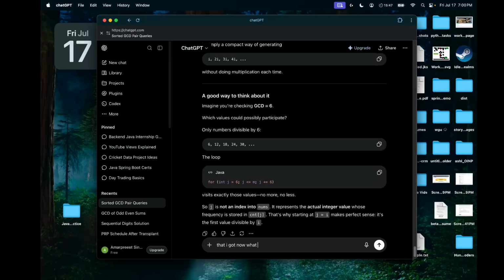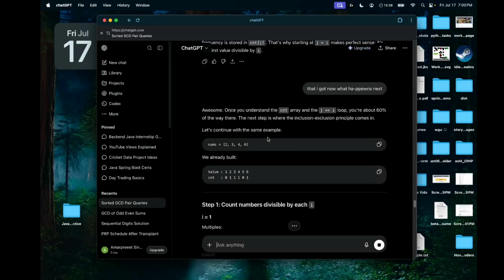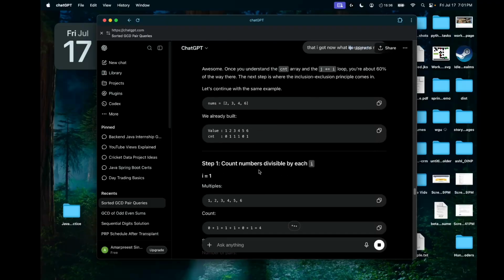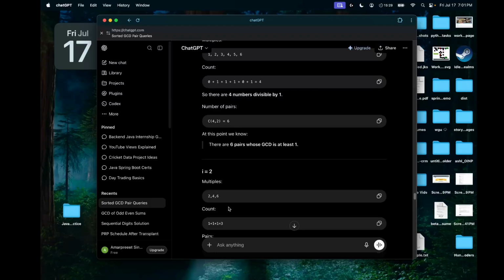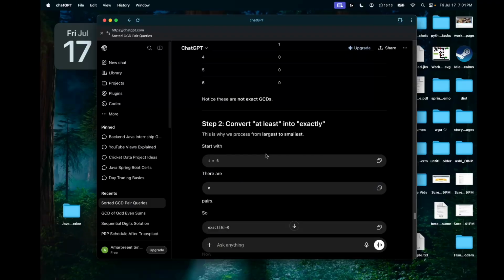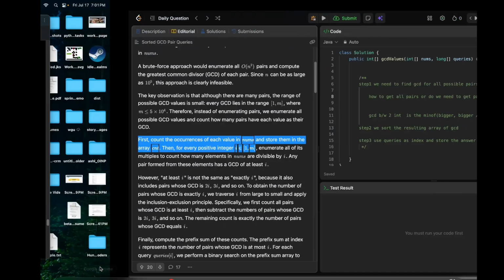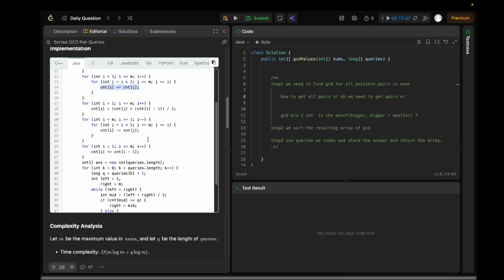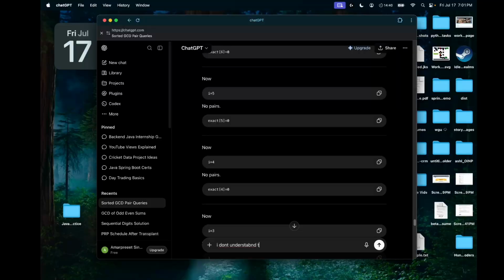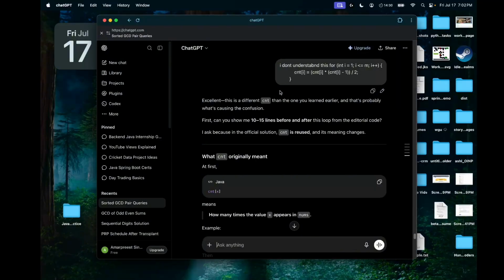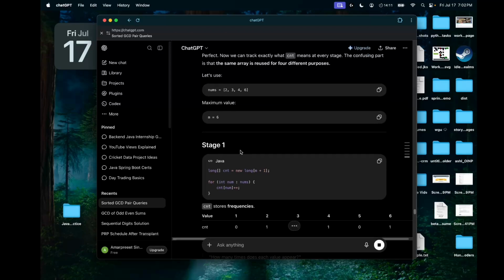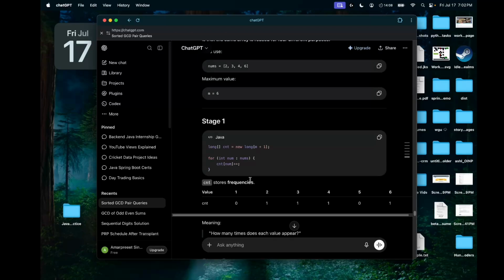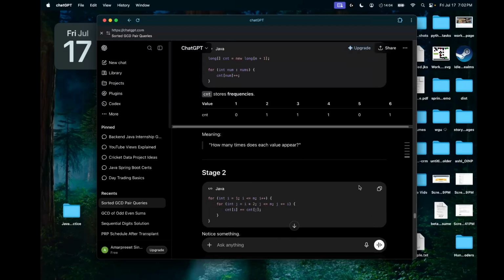Now what happens next? Let's continue the same example. Step: count the numbers divisible by each I for the number of pairs. This is why we process starting from I equals 6, from the maximum value. First you count, so what happens here is we have a maximum value of 6. Stage 1: count stores the frequency, how many times each value appears.